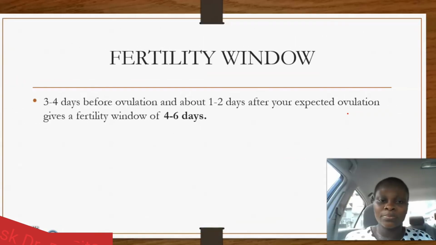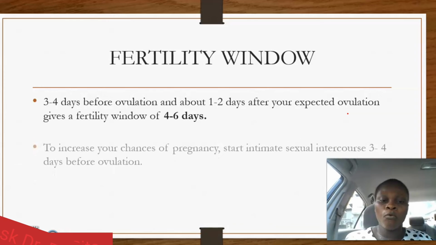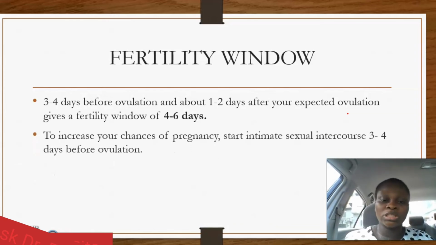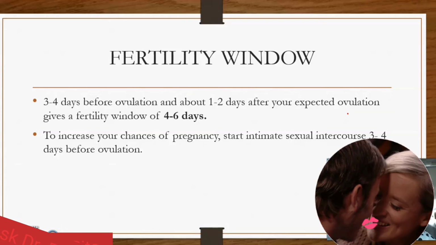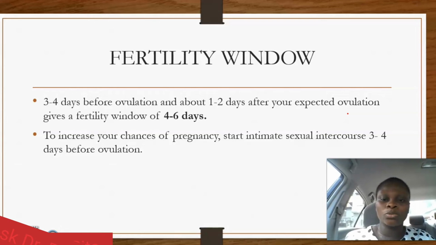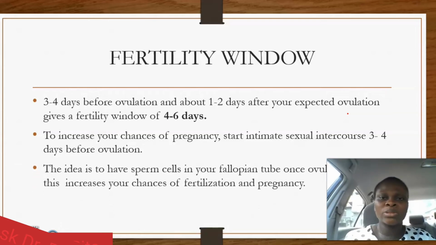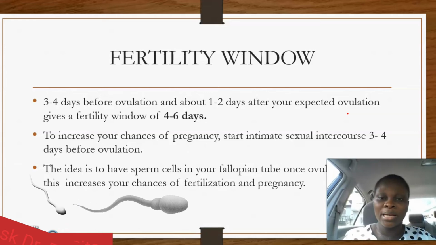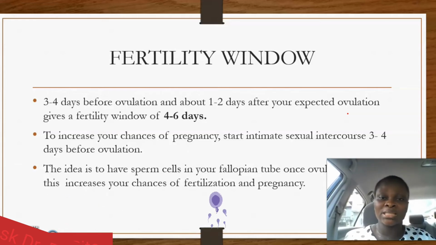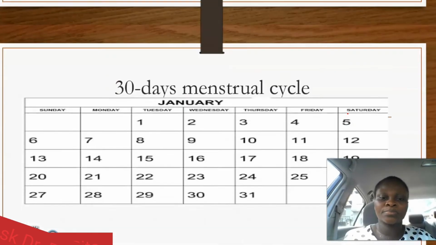This brings me to the concept of the fertility window. 3 to 4 days before ovulation and about 1 to 2 days after your expected ovulation gives you a fertility window of 4 to 6 days. To increase your chances of pregnancy, start having sexual intercourse 3 to 4 days before your expected ovulation day. Now, the idea is to have sperm cells in your fallopian tube once ovulation occurs. This increases your chances of fertility and pregnancy.